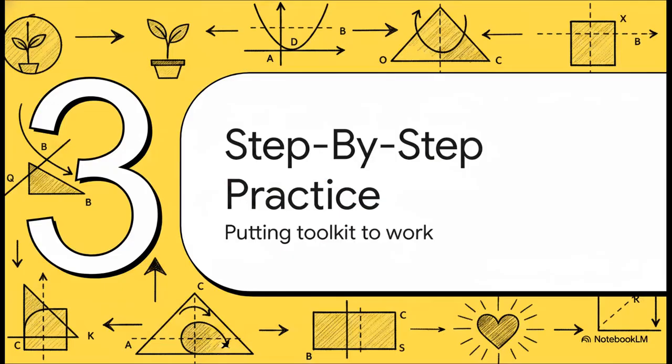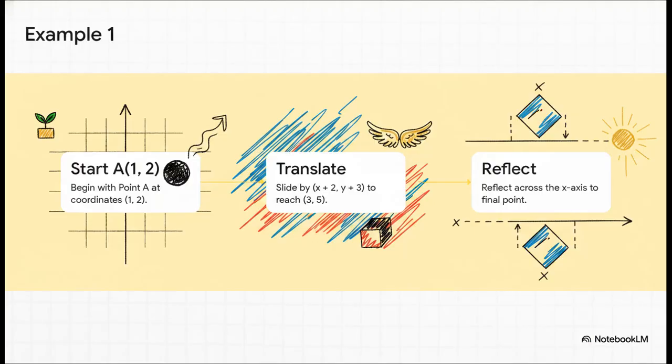It's really that simple. Okay, time for Section 3, step-by-step practice. We are putting this toolkit to work. Let's try breaking down some examples from the curriculum together. Example 1, we are going to translate and then reflect. We start with point A, just hanging out on our graph at coordinates (1, 2). First step, we translate, or slide it by the rule x plus 2, y plus 3. So we just add 2 to our x, add 3 to our y, which brings us to a quick pit stop at (3, 5). Second step, we take that brand new coordinate and reflect it right across the x-axis. Now flipping it across the horizontal x-axis just changes the sign of our y value, so that positive 5 drops straight down to a negative 5.